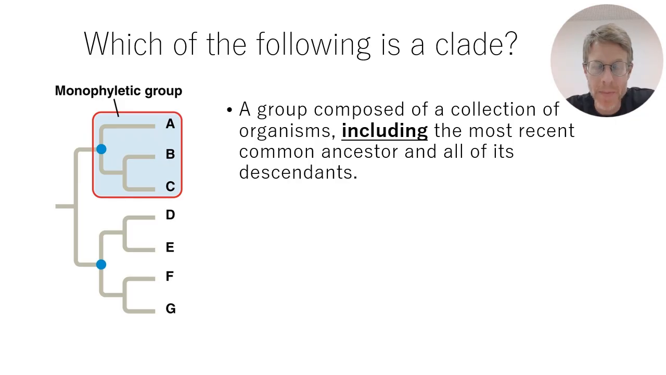If it's missing the common ancestor, or if it's missing a descendant, it's technically not a clade. And so the goal of cladistics is to identify these clades. And we know then that all organisms within a clade are related to each other, and will share certain characteristics that they inherited from their common ancestor.